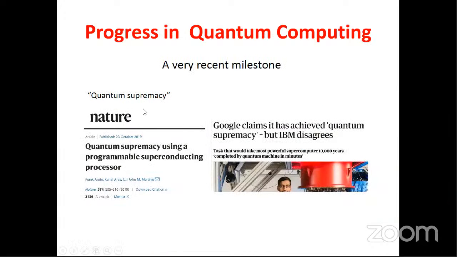So this was in October 2019. Google demonstrated that they can do something on their quantum computer which cannot be done on IBM's supercomputer. It was taking 10,000 years, Google claimed, but IBM denied that it would take 10,000 years. So that is still a disputed thing. But the thing is that progress is happening in quantum computing.